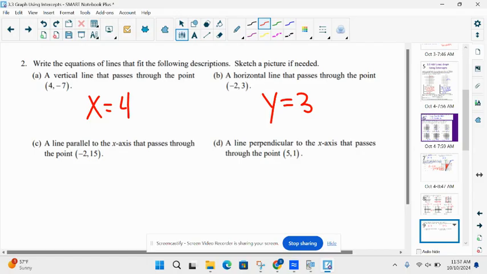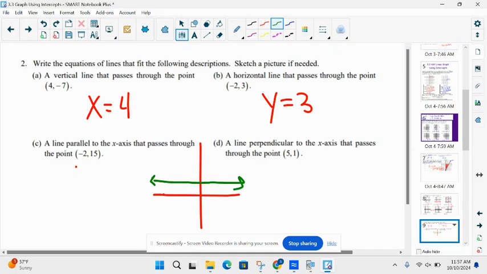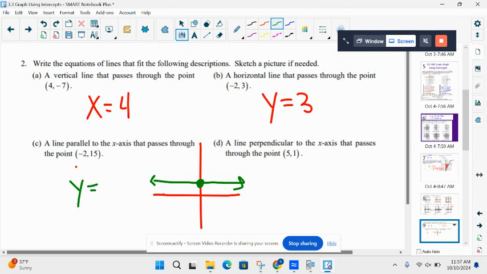Well, is that the x or the y? Did you say -15? Wait, final answer? What is it? What's your final answer? Oh, okay. So let's talk about this for a second. So for both of these, here's your x and y axis. Parallel means it would not touch the x-axis, like this green line, right? So does it go through the x-axis or the y-axis? The y-axis. So that means it's y equals whatever the y value is. So in this case, it'd be 15.